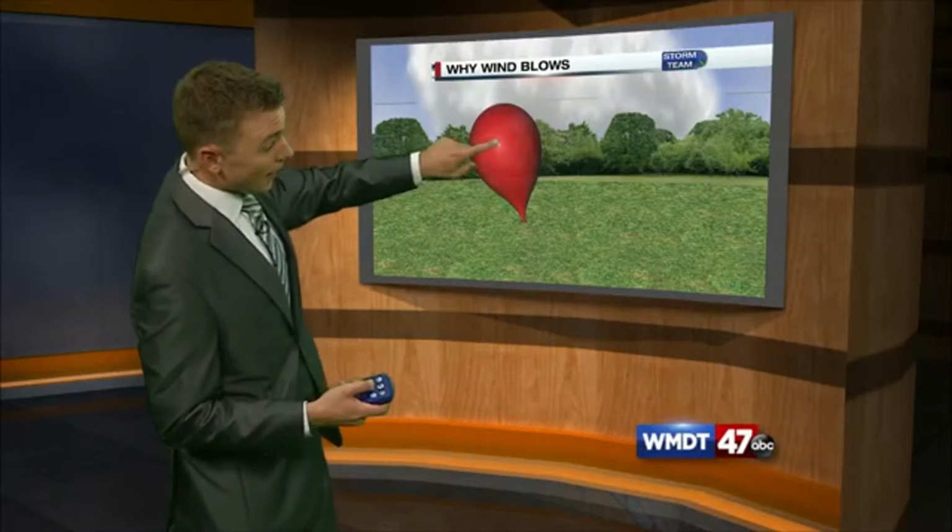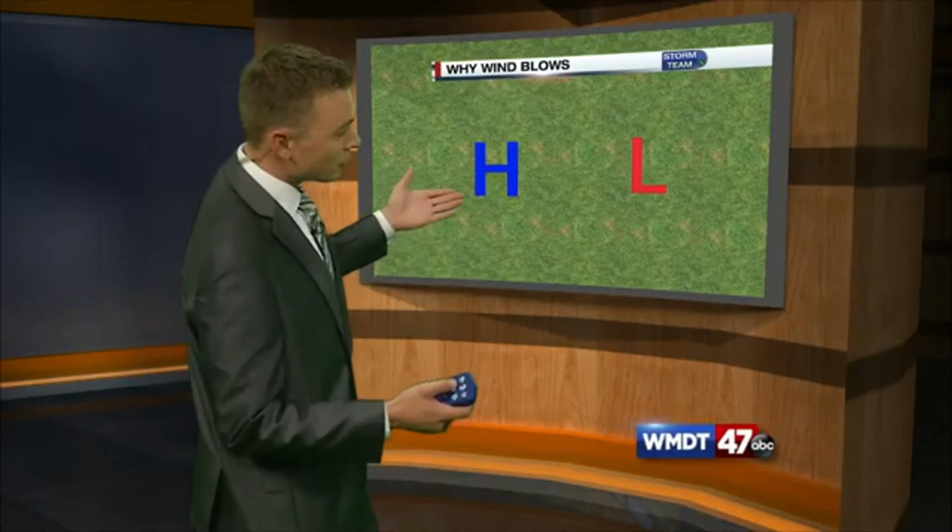Now, if we let the air out of that balloon, it's going to travel from high pressure inside the balloon to low pressure everywhere else outside of it. So you can say that wind blows from high pressure to low pressure.